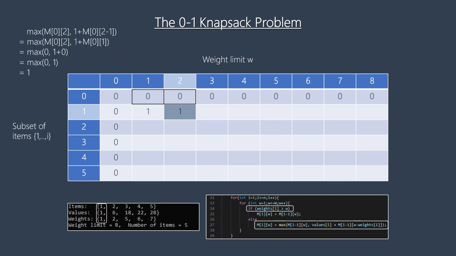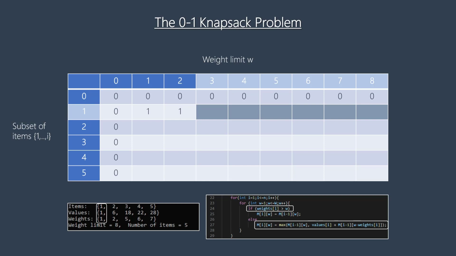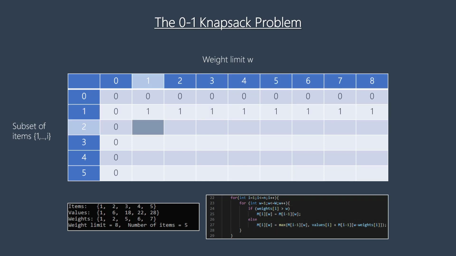Now, the same logic applies for all weight limits greater than 1, so the algorithm will fill these spaces in the table in the same procedure as beforehand. Now, to keep building on our sub-problems, we're going to consider the subset of items including the first and second item. So again, we will fill out the table based on the different weight limits of the knapsack.